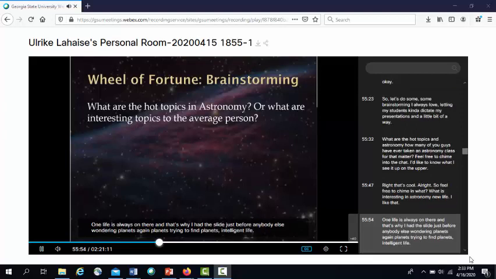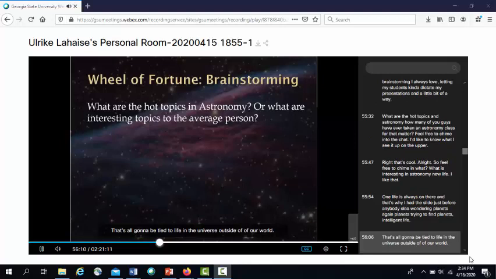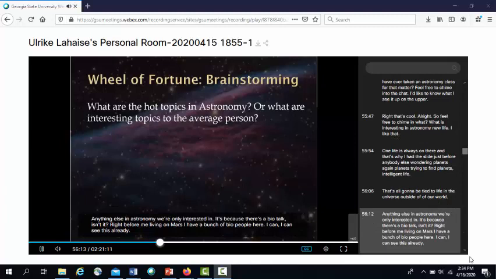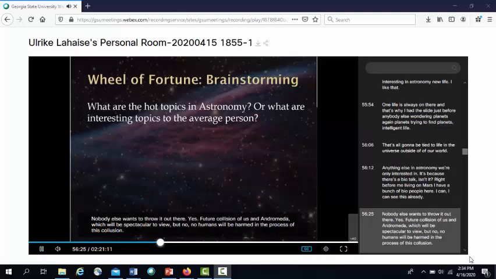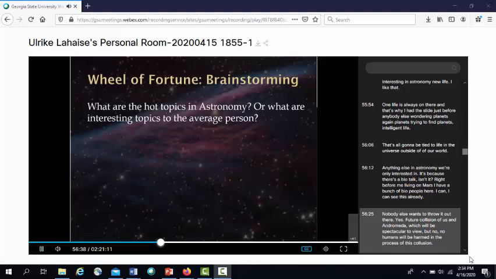New life, I like that one. Life is always on there. That's why I had the slide just before. Anybody else? Wandering planets? Again, trying to find planets, intelligent life, that's all going to be tied to life in the universe outside of our world. Anything else in astronomy, or are we only interested in life? It's because there's a bio talk, isn't it? Right before me, living on Mars. I have a bunch of bio people here. I can see this already. Nobody else wants to throw one out there? Yes, the future collision of us and Andromeda, which will be spectacular to view, but no humans will be harmed in the process of this collision.